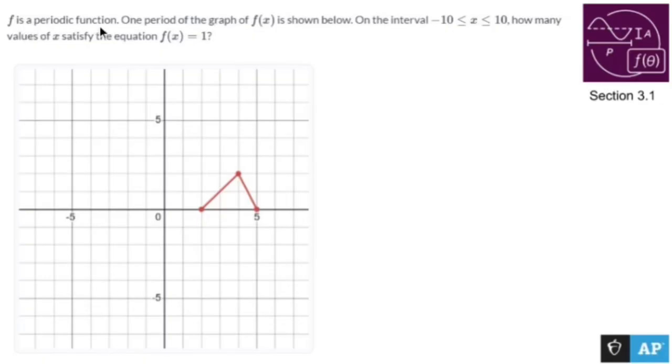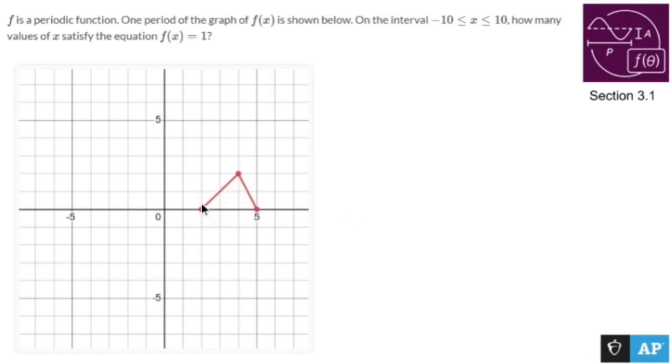F is a periodic function. One period of the graph of f is shown below. On the interval -10 to 10, including those numbers, how many values of x satisfy the equation f of x equals 1? Well, here's issue number 1 and issue number 2.